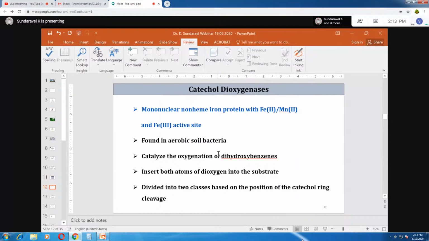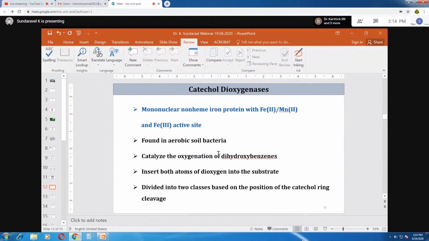So let us enter into our ultimate aim as bioinorganic chemists. We focus on the active site. So we have gained more insight into the active site. The protein part is not contributing much to the reactivity; mainly the active site plays a major role in conducting the reactions. The catechol dioxygenases are mononuclear iron proteins with iron 2 or manganese 2 and iron 3 containing active sites. They are mainly found in soil bacteria, so they are involved in the bioremediation of aromatic compounds.